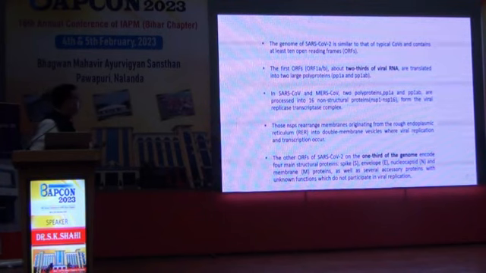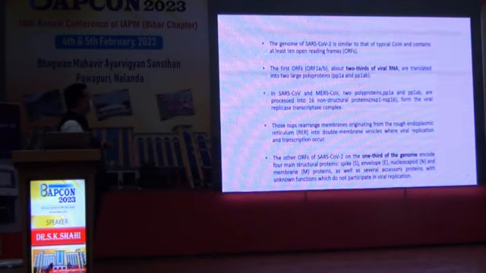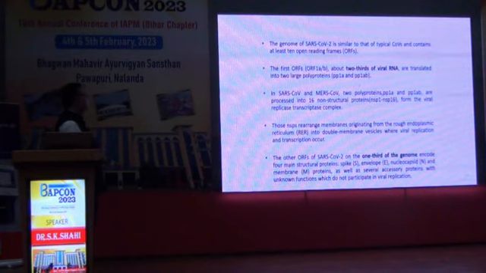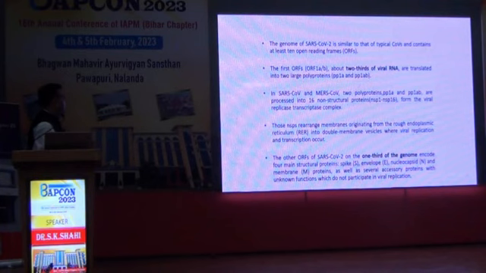So this SARS-CoV-2 is similar to the typical coronavirus and contains at least 10 open reading frames. The first ORF is two-thirds of the viral RNA, which is translated into the large polyproteins, 1a and 1b. These two important polyproteins are processed by the 16 nonstructural proteins from the viral replicase-transcriptase complex.